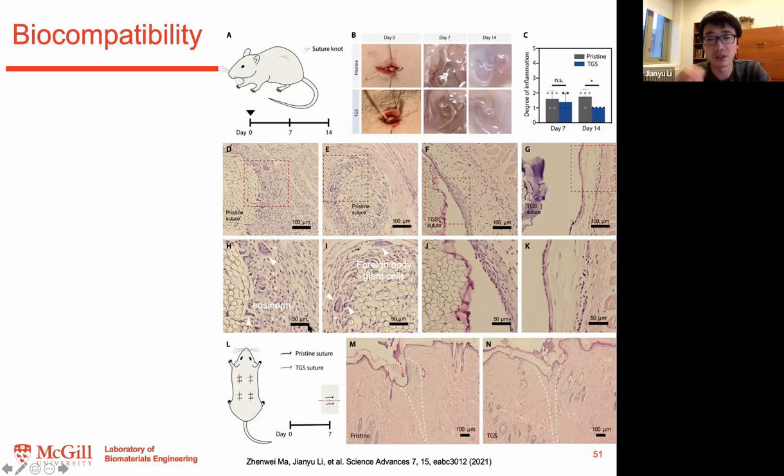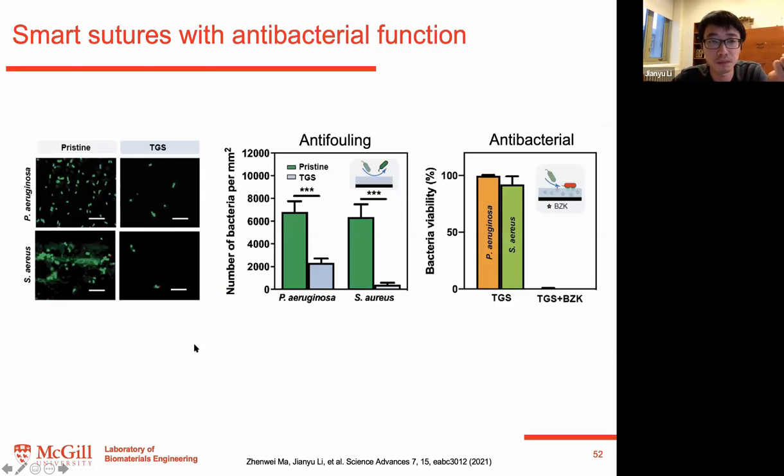And this coating doesn't interfere with the normal application of the suture. We demonstrated we can also use this, we call it TGS suture, for wound closure application. And we don't see inflammation or immune response adjacent to the suturing sites. So with this hydrogel platform, it allowed us to do many different functionalities with the suture.